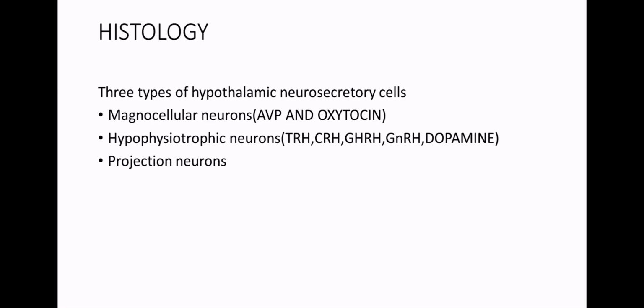The hypophysiotrophic neurons release thyrotropin releasing hormone, corticotropin releasing hormone, somatostatin, growth hormone releasing hormone, gonadotropin releasing hormone, and dopamine. And the projection neurons are found in the paraventricular and the arcuate nuclei and in the lateral hypothalamic area. These neurons project to the autonomic preganglionic neurons in the brainstem and the spinal cord.